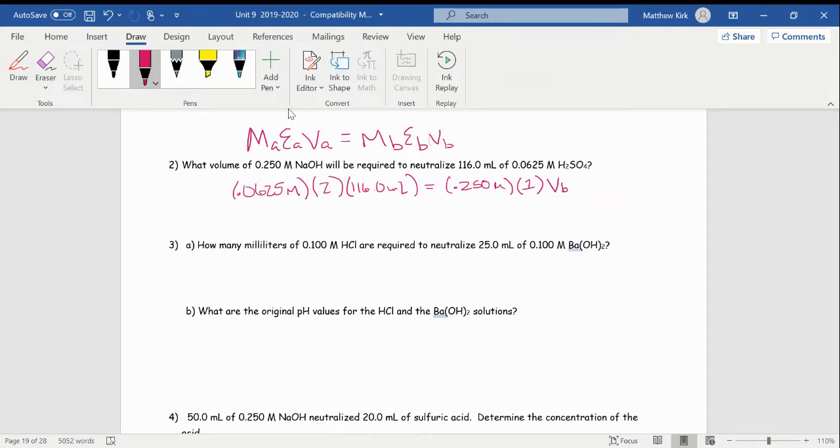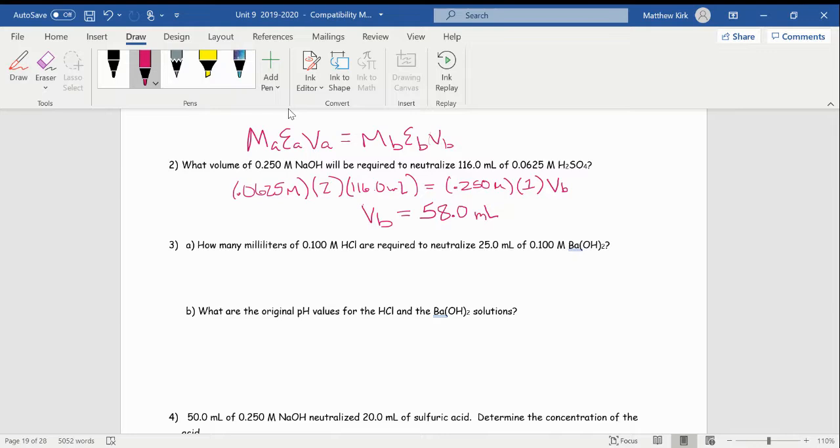So to solve this, I would just multiply everything together on the acid side. So 0.0625 times 2 times 116, and then divide that by 0.25. And I get my volume as being 58. But then let's check sig figs and units. As we look at our molarity, both have 3 sig figs, so let's make that 58.0. And for our units, volume units just need to be the same. So if we start with milliliters for VA, we should have milliliters as the unit for our base.